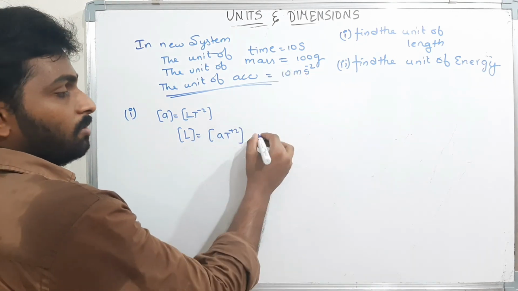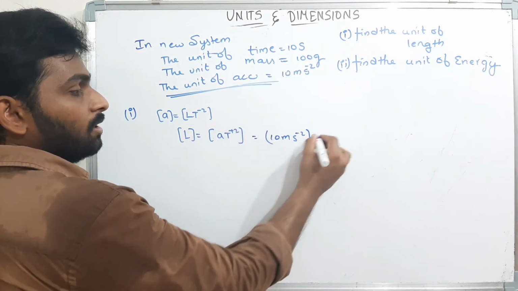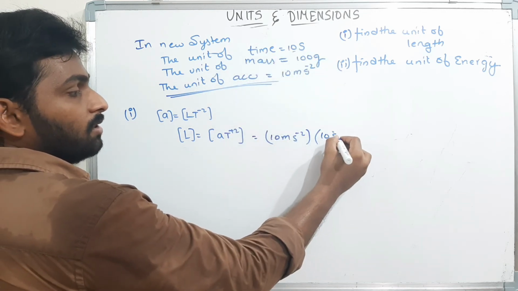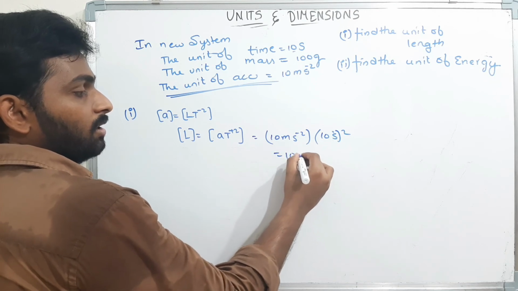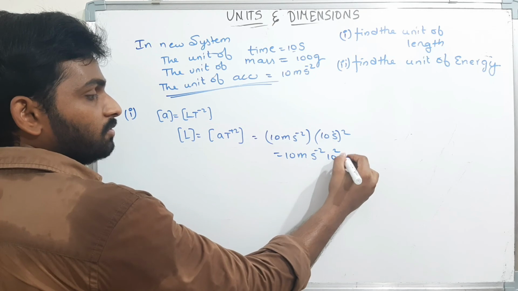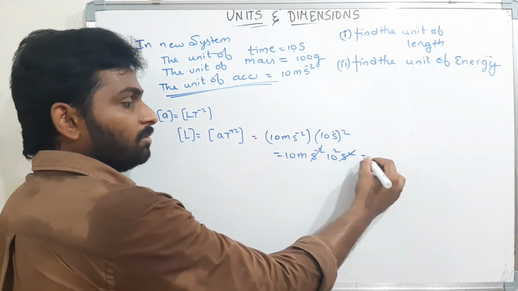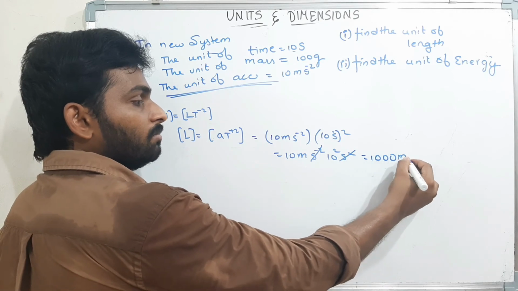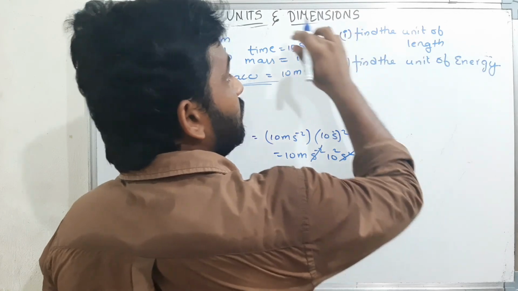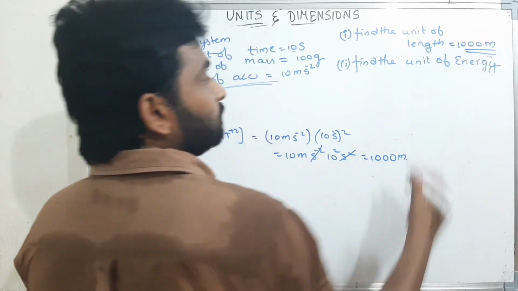Now keep the values. Acceleration value is 10 meters s minus 2. And what is the time? Time is 10 seconds, therefore 10 seconds whole square. Therefore 10 meters s minus 2, 10 square into s plus 2 s square. s minus 2 and s square are cancelled. What is remaining? 10 into 10 square is nothing but 1000 meters. Therefore, the unit of length in this new system is nothing but 1000 meters.